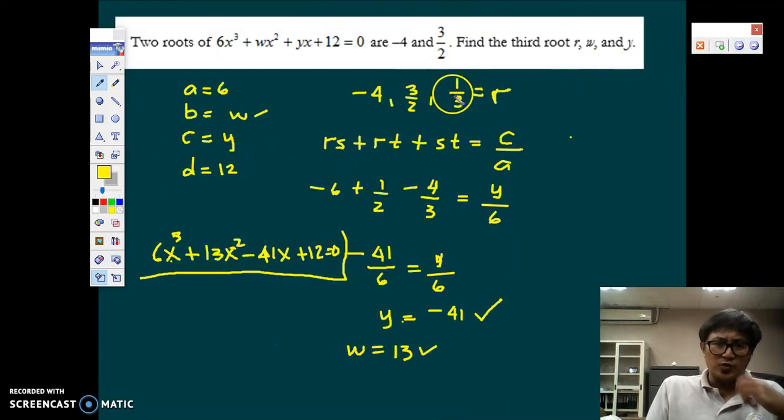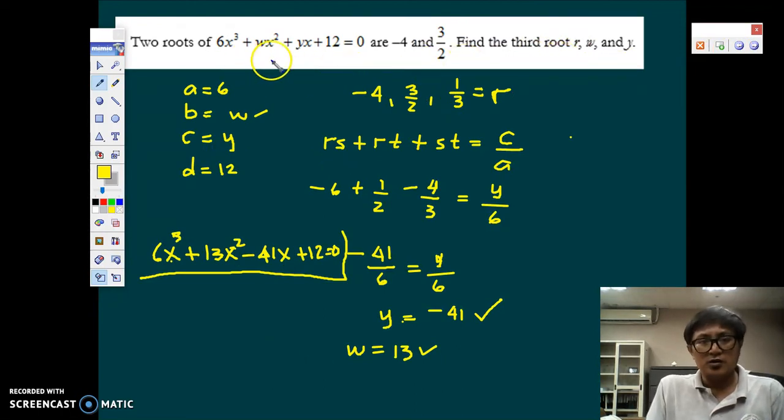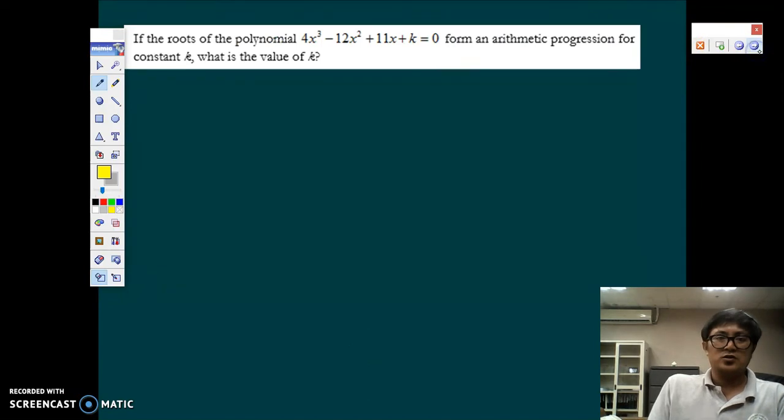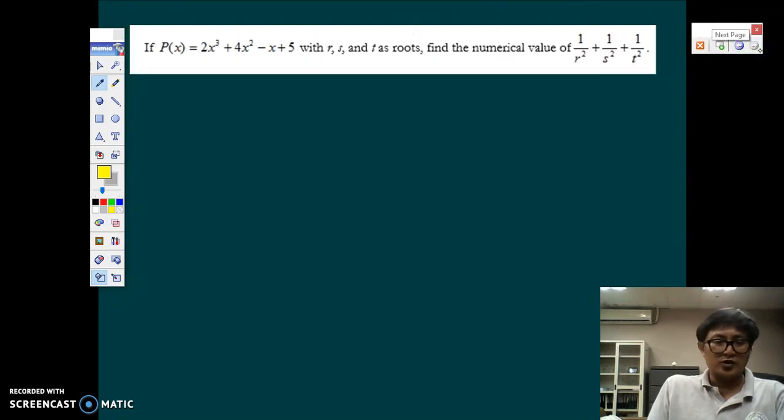And this is actually a good problem, right? From the last one, 12 over 6, we got the third root, and from there, we just applied the Vietas to find w. Okay, I have one more problem actually, but I'll leave this to you. Try to do this yourself. There are actually 3 problems, another problem here, but I'll just leave this to you for practice.